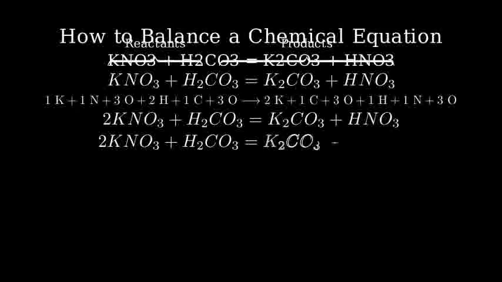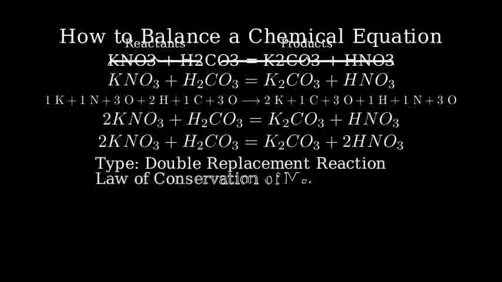In conclusion, this was a double replacement reaction where potassium ions swapped with hydrogen ions in the presence of carbonate, forming potassium carbonate and nitric acid. Balancing the coefficients ensures that we comply with the law of conservation of mass, which states that matter cannot be created or destroyed.